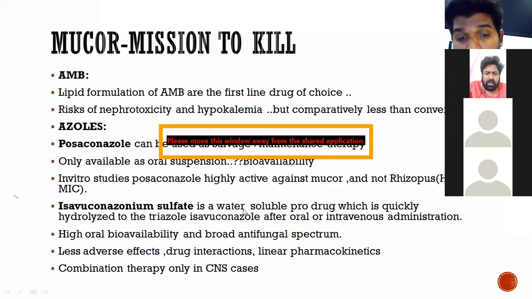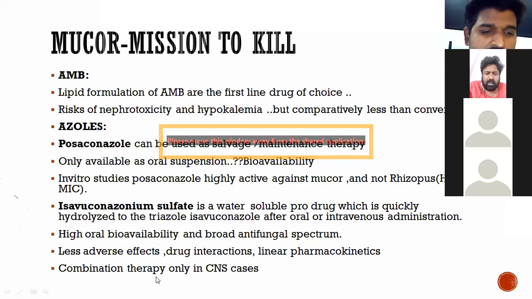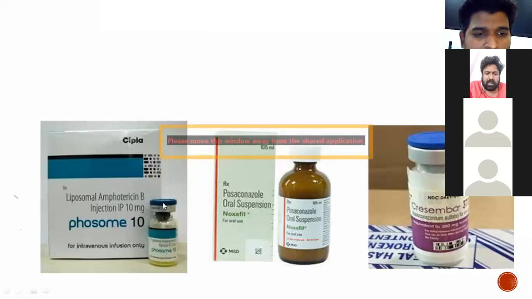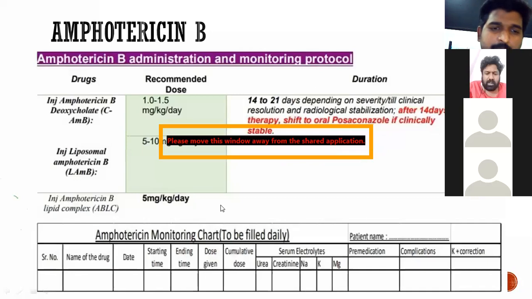Isavuconazole sulfate is a water-soluble prodrug which is quickly converted to the active triazole after oral or intravenous administration. High bioavailability and broad antifungal spectrum activity. It has fewer adverse effects. Combination therapy is mainly used in CNS cases. So these are some of the popular brands available. You could see the suspension of posaconazole, the liposomal amphotericin B, and this isavuconazole sulfate.